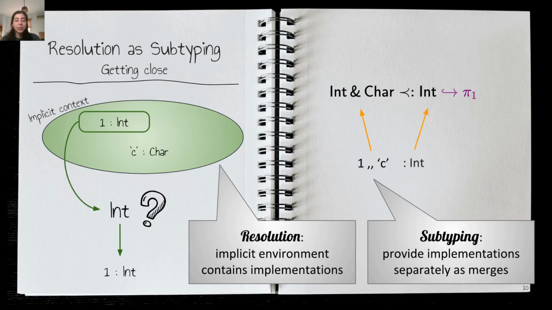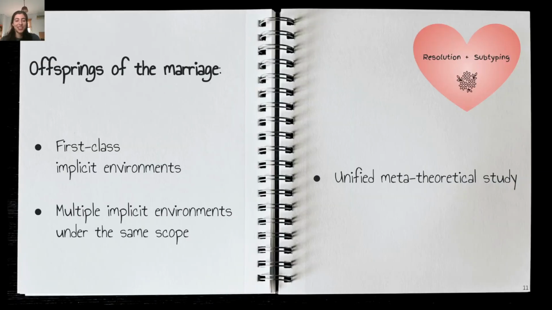The fact that we treat expressions as potential implicit contexts allows us to have multiple first-class implicit contexts that can live under the same scope. But apart from the practical benefits that we gain, expressing resolution as subtyping is an opportunity for us to study the two features together and how they interact.